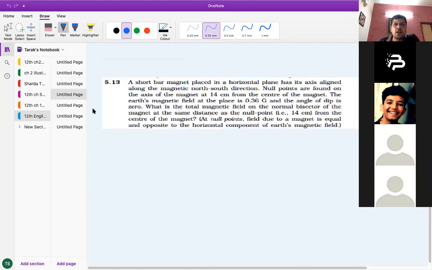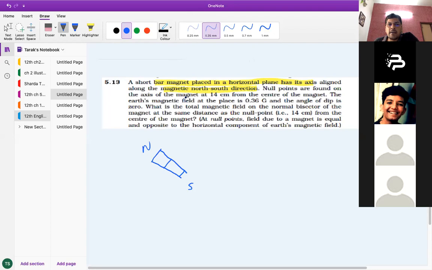ચલો ભાઈ. Next is 5.13. A short bar magnet is placed in the horizontal plane. Its axis aligns along the magnetic north-south direction. So let's say આપણો આ જે છે a bar magnet. It is aligned in the direction of magnetic north and south. Now it is placed like that.